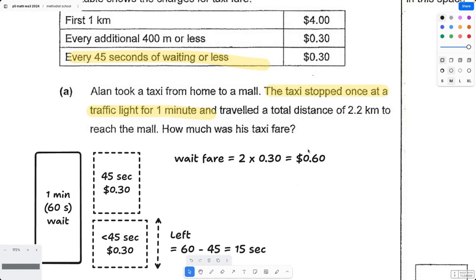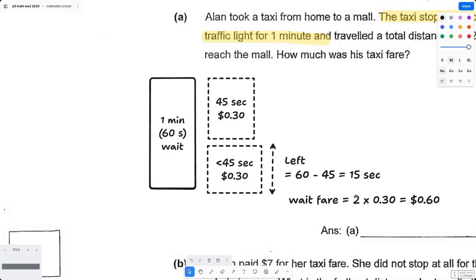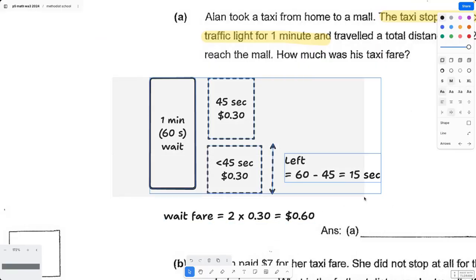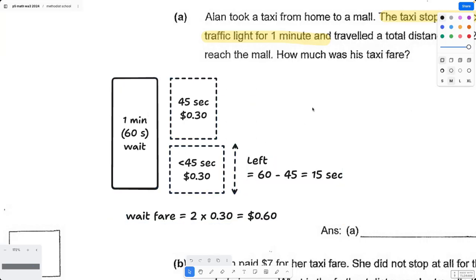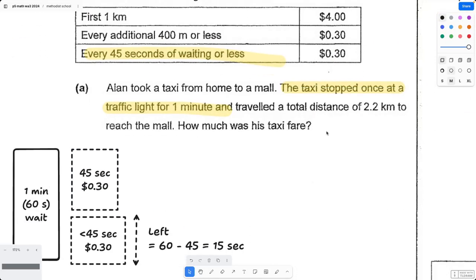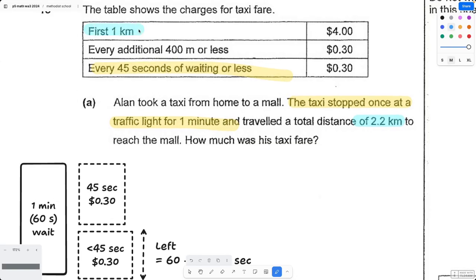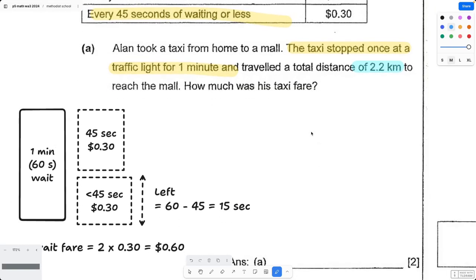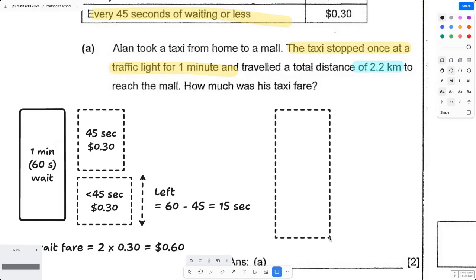Now the next part, we've already settled the first part. The wait fare is 60 cents. Next part is we want to know how much it is in terms of traveling. For traveling itself, I'm going to highlight in blue, the total is 2.2 kilometers. The first kilometer is $4, right? So we're going to create a rectangle for 2.2 kilometers, and after that we're going to add in another rectangle.